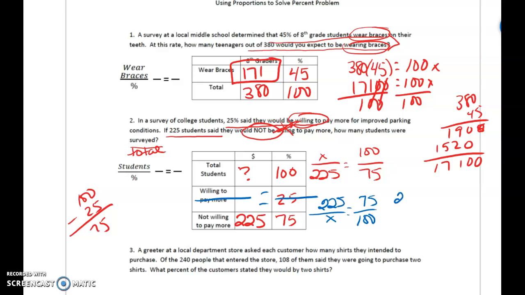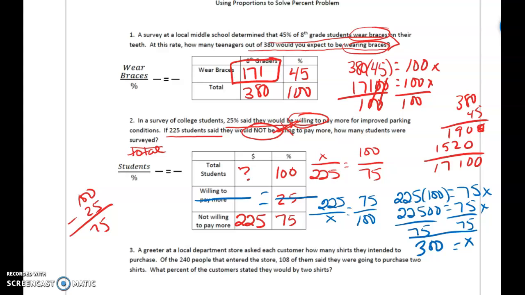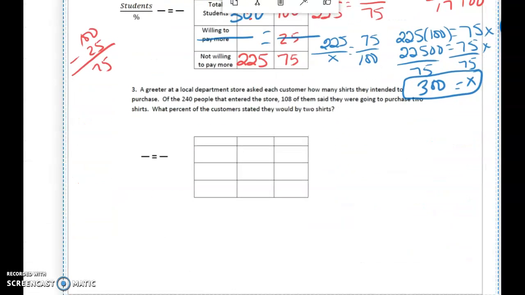So now we can cross multiply, divide. 225 times 100 equals 75x. So 22,500. And divide by 75. And when we do that, we end up getting x is 300. So 300 total students were surveyed for this. All right, we got one more.